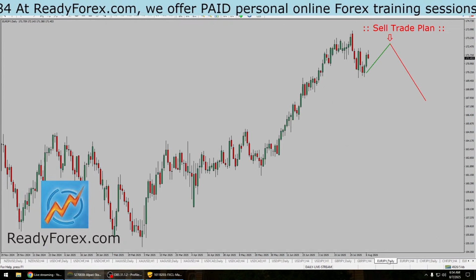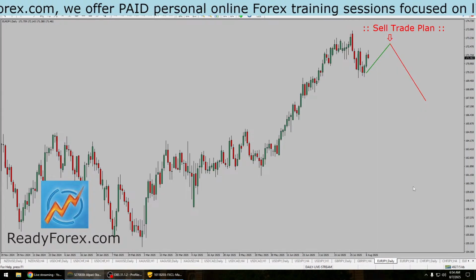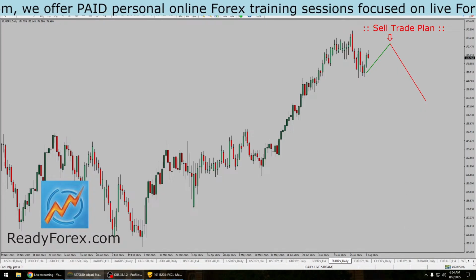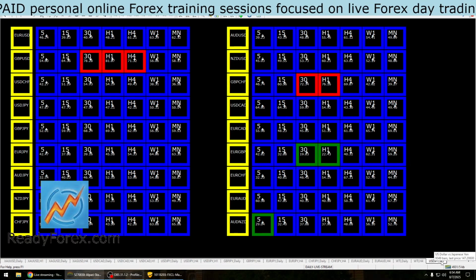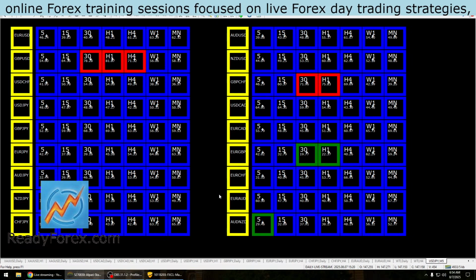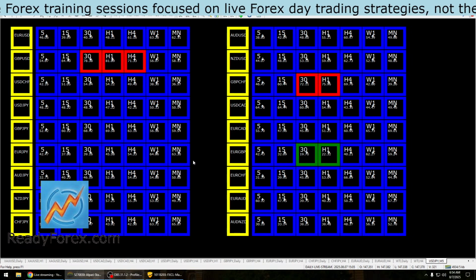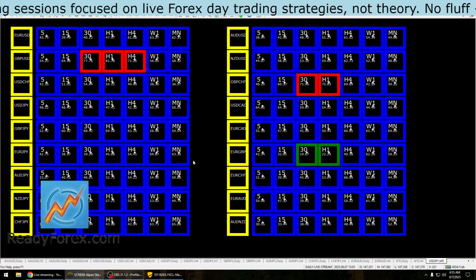Next one is the Euro Yen currency pair. I'm expecting further upside in Euro JPY currency pair. Let me see what the radar screen is telling me regarding the Euro JPY currency pair. Okay.